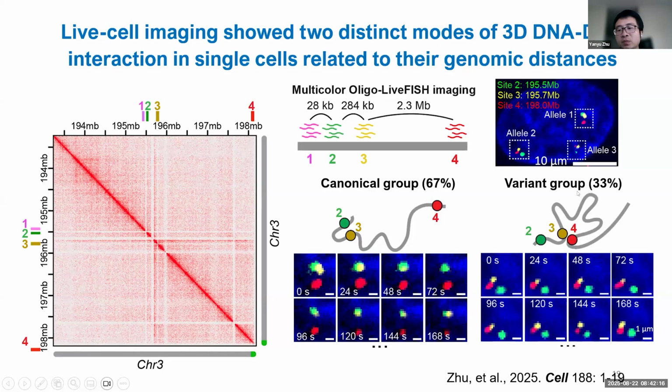Surprisingly, we also found 1/3 of the group is opposite. So 3 and 4 are closer to each other in space, and 2 and 3 are farther away from each other. When we look at the Hi-C map, we do find that there is an architectural stripe between 3 and 4 that brings 3 and 4 together. However, Hi-C only provides a static picture, but our method can also provide the dynamics. So we later use our method to quantitatively analyze the organization and the dynamics of these two groups separately.